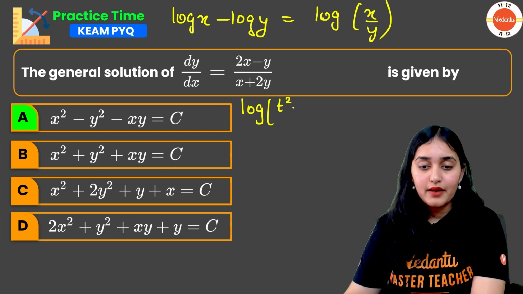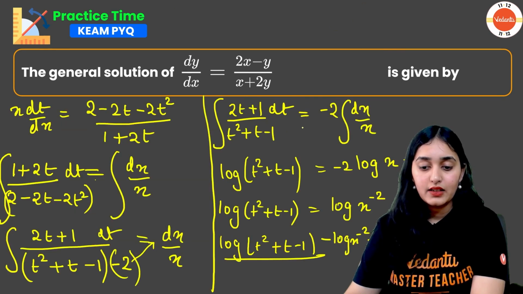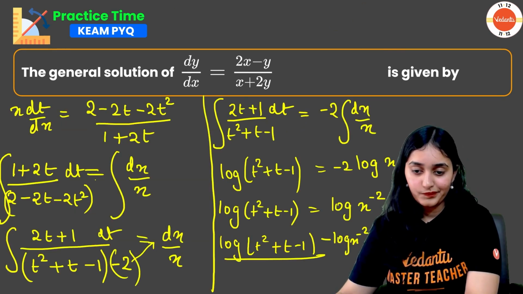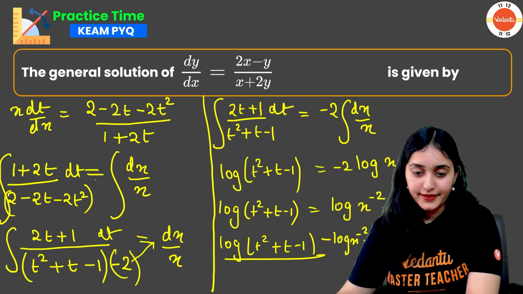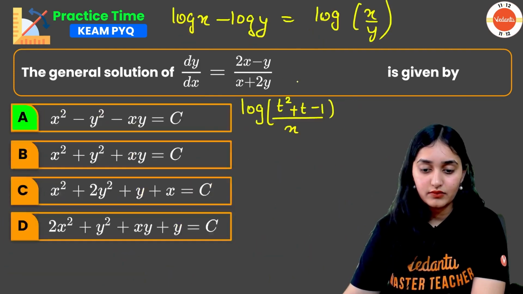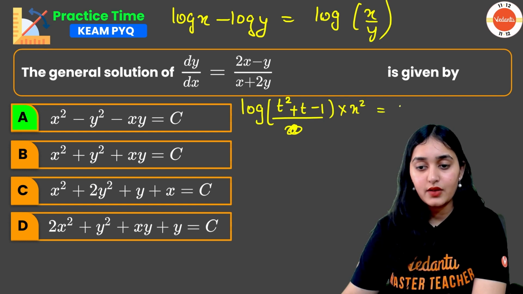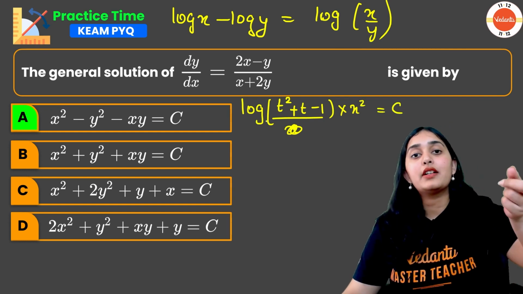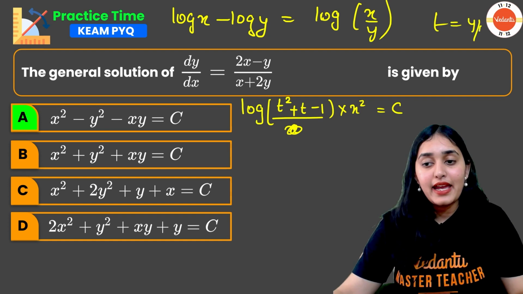t square plus t minus 1 upon x square, or you can do is just make this as positive plus x square. So you'll just multiply it with x square is equal to constant. Now let us put t as y by x back again.